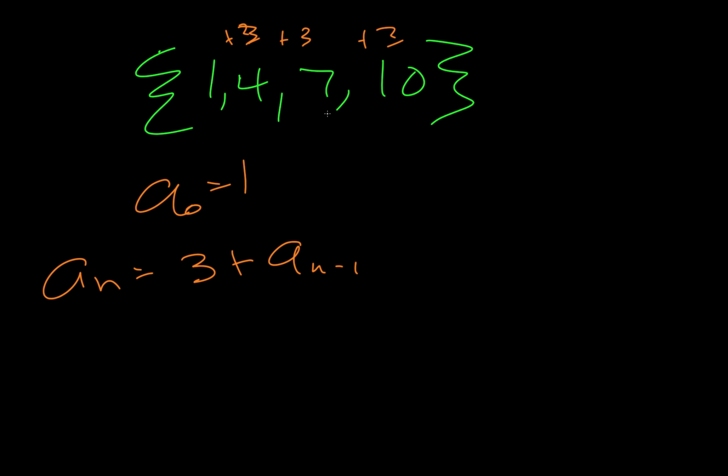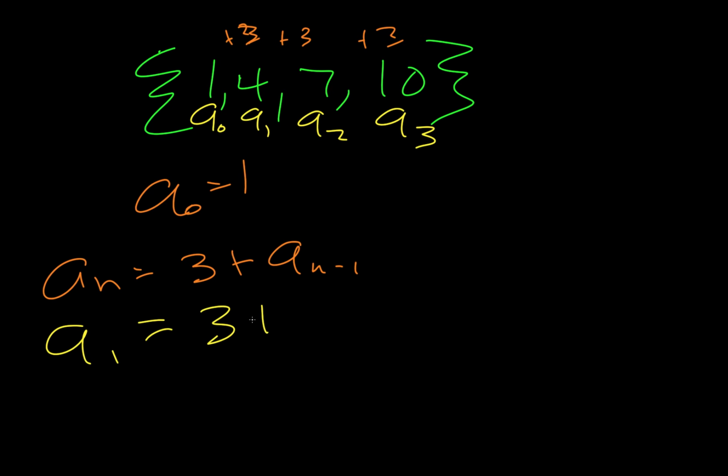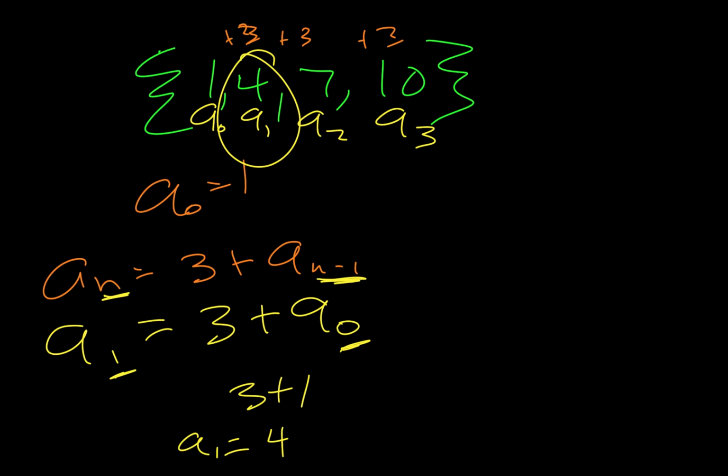And so if we want to know, so this is a0, a1, a2, a3. So a1 would be 3 plus a0, because a0 is 1 less than whatever this is. So a sub 0 is 1, so 3 plus 1 is 4. And so our a1 is in fact 4.